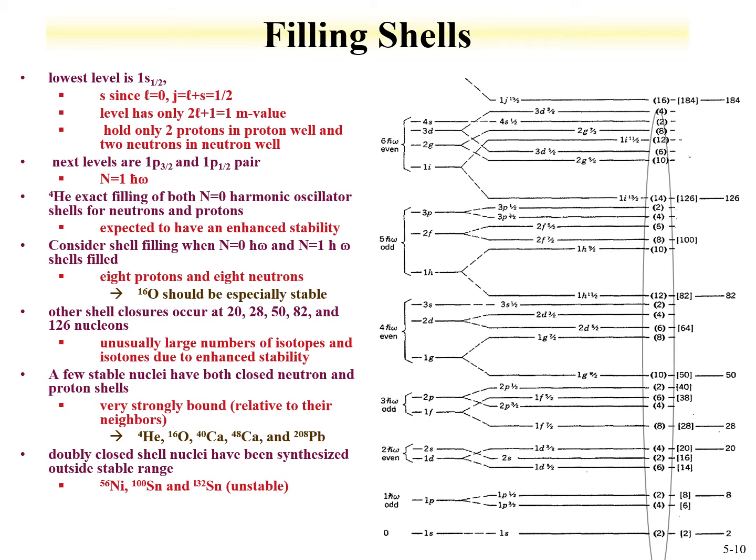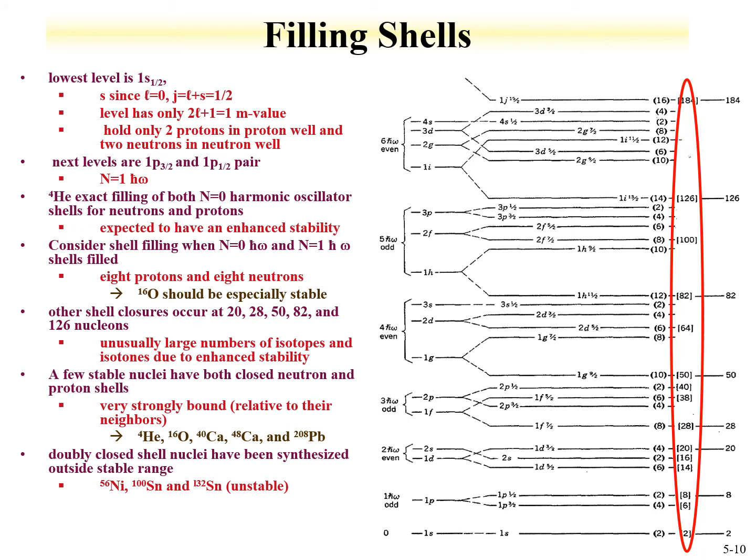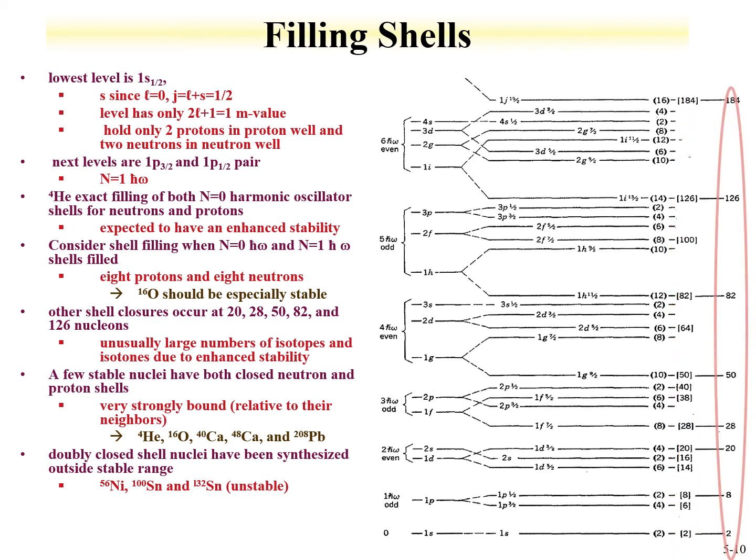So the other aspect of the shell model is here where we can see the number of nucleons, either neutrons or protons, that can fill a given shell, the total amount of nucleons at that given point that fill the shell, and then finally the magic numbers.